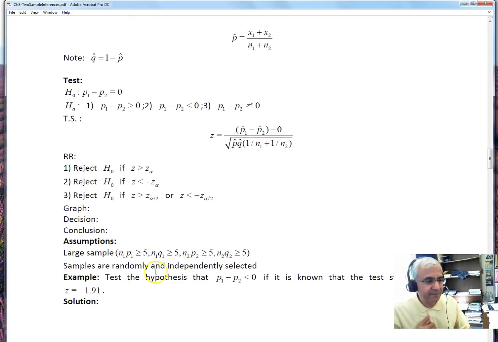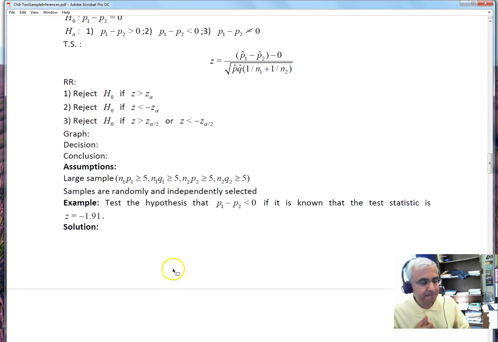I'll show you the graph for this example here. In this case, we need the assumption that our samples are large, random, and independent.